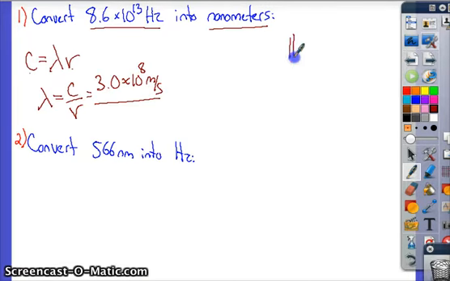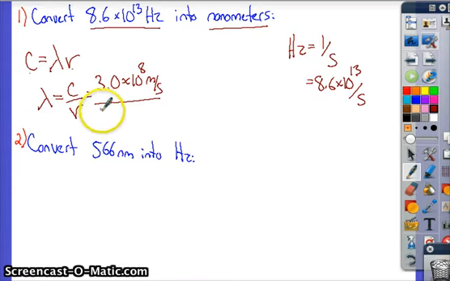Something to keep in mind: hertz is equal to so many cycles per second. So we think of that as 1 over a second. In this case, if we have 8.6 times 10 to the 13 hertz, we would also have 8.6 times 10 to the 13 cycles per second. So we bring our frequency over. We look at our cycles per second. We're going to see that our seconds will cancel, and we're going to be left with the value in meters.